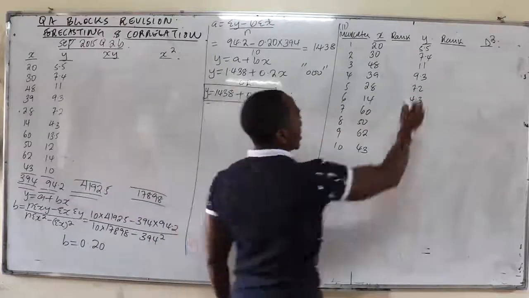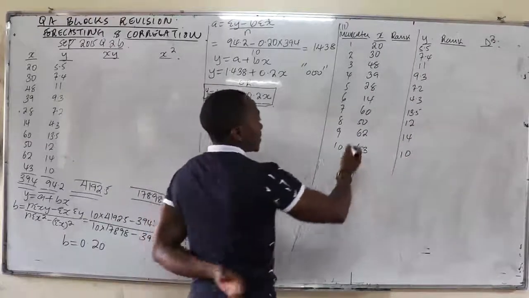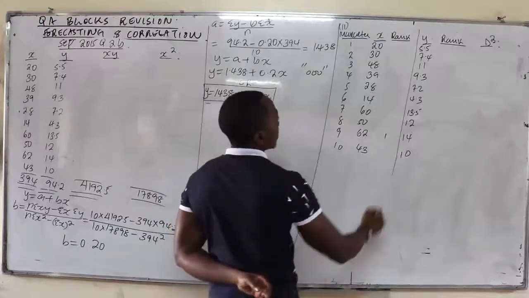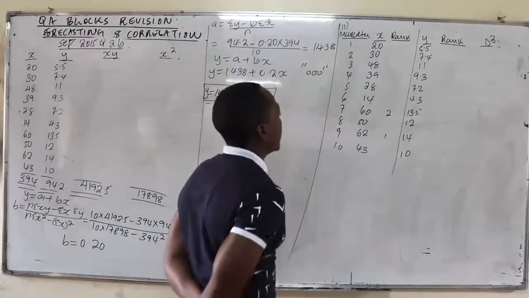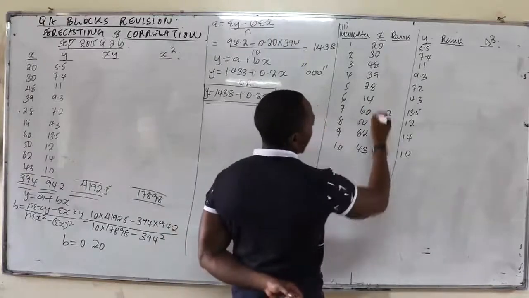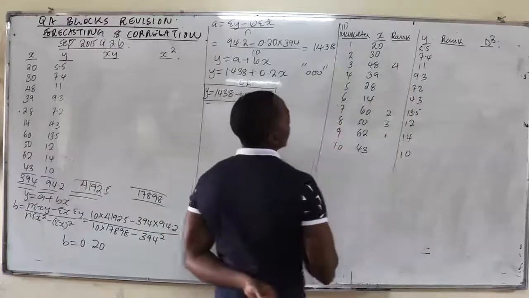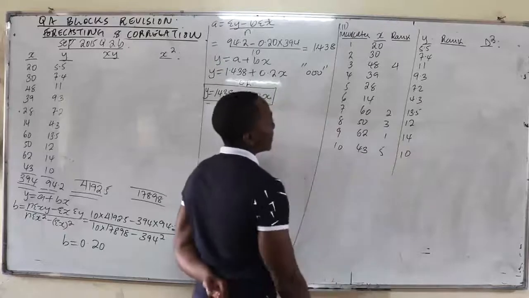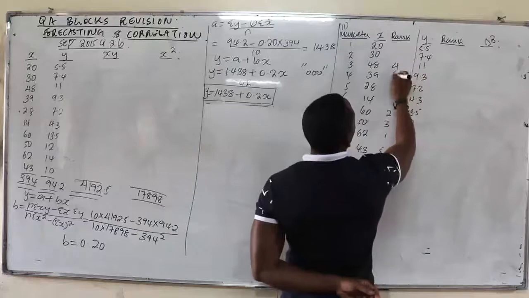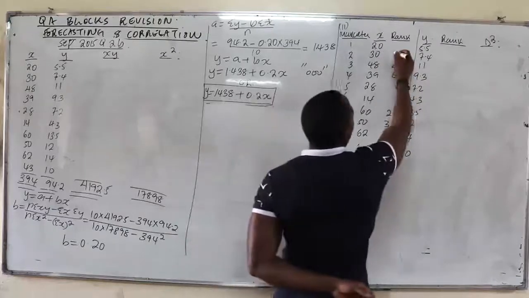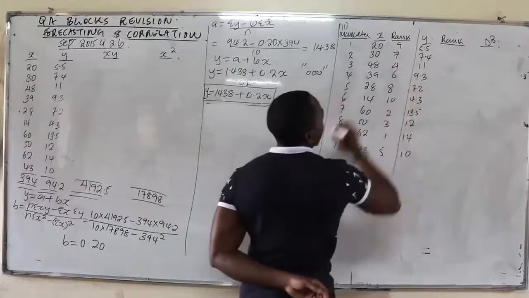So let's rank. Let's start with X. And the highest rank we have is 62. That's rank number 1. Number 2. Then we have number 3. Number 4. Number 5. Number 6. Number 7. Number 8. Number 9. And number 10.